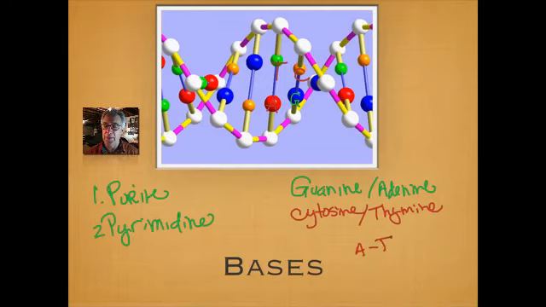So in this particular case, as you can see here, A is always going to bond with T, and C is going to bond with G. They can go in reverse order, but in any case in DNA, A and T go together, C and G go together. We just can't have the crossover. It's guanine and cysteine, and adenine and thymine. That's just the way the bases fit together. So that is on bases.